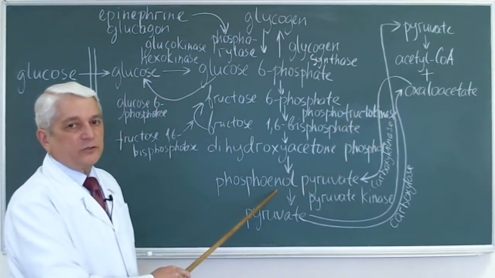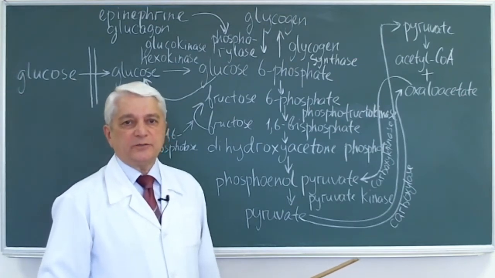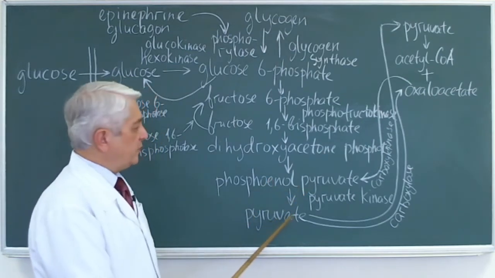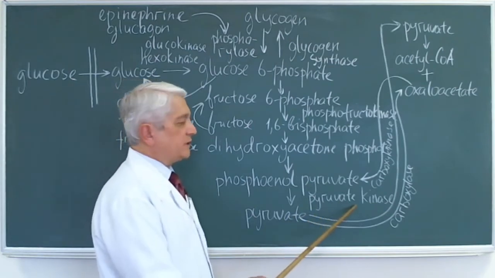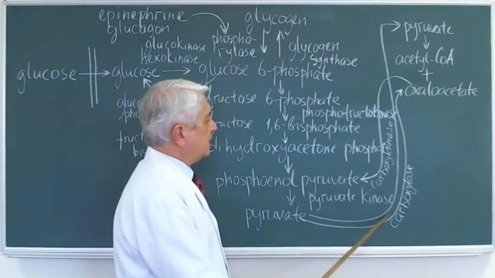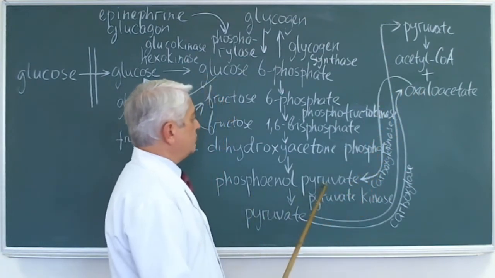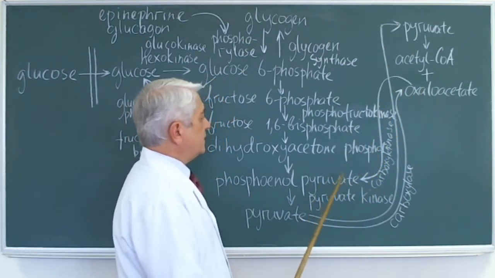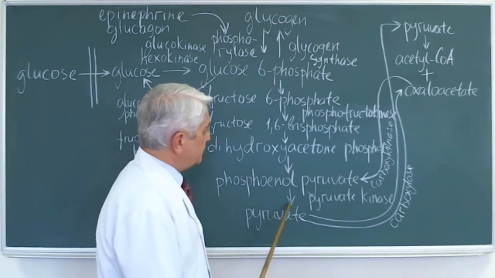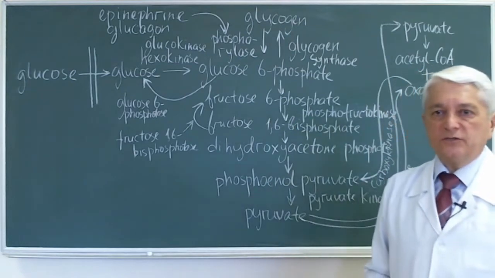So look, we have here another small cycle which is consisting of three substances: phosphoenol pyruvate, pyruvate, oxaloacetate, and back to phosphoenol pyruvate. Let's repeat these three enzymes which are important for this process. Phosphoenol pyruvate goes to pyruvate with pyruvate kinase. Then pyruvate goes to oxaloacetate with pyruvate carboxylase. Then oxaloacetate goes to phosphoenol pyruvate with phosphoenol pyruvate carboxykinase. So we have such small cycle, and this is the reaction of gluconeogenesis, you know this.